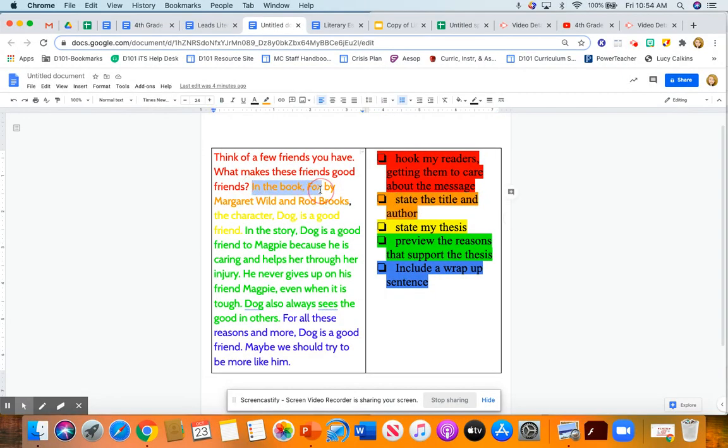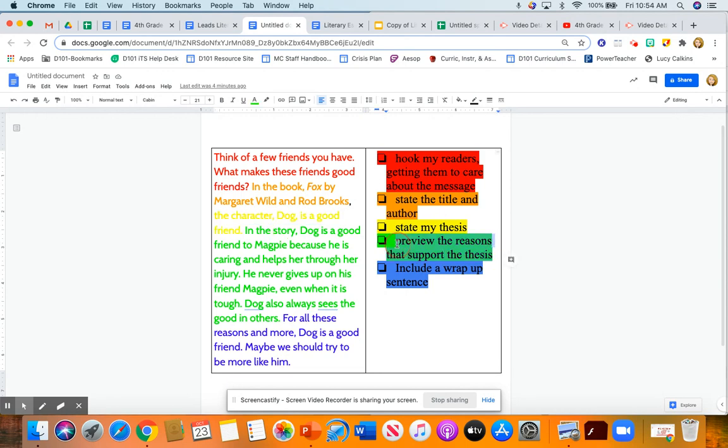In the book Fox, there's the title, by Margaret Wilde and Ron Brooks, there's the author. The character Dog is a good friend. All right, so that yellow is another piece. That's your thesis, trying to prove that Dog is a good friend.